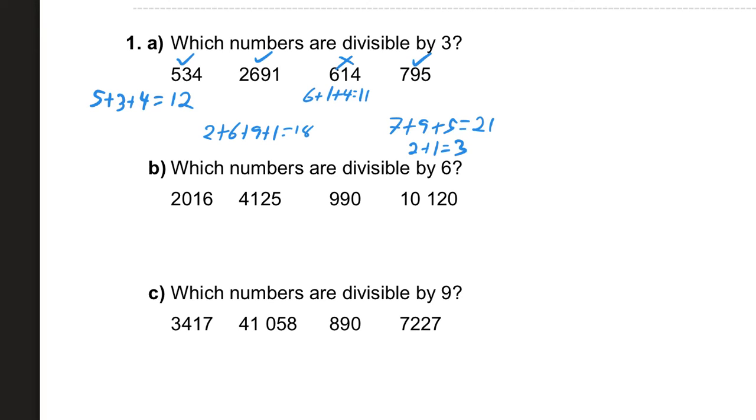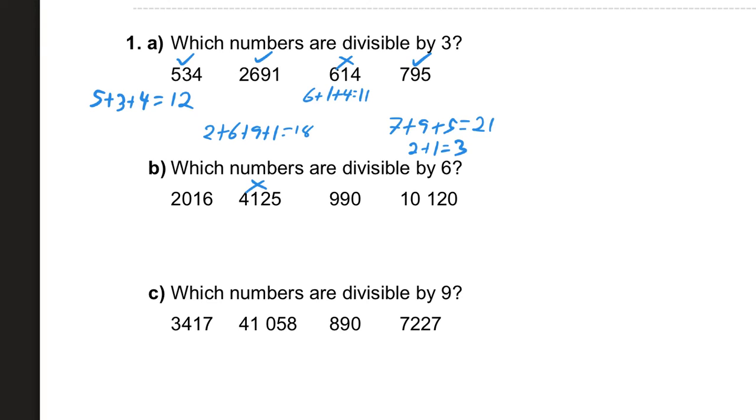All right, next it says which numbers are divisible by 6. The rule for this one is you have to ask yourself, is it divisible by 3 and is it divisible by 2? So first we can get rid of all of the odd numbers because any odd number is not going to be divisible by 2. So this is the only odd number that I can see.